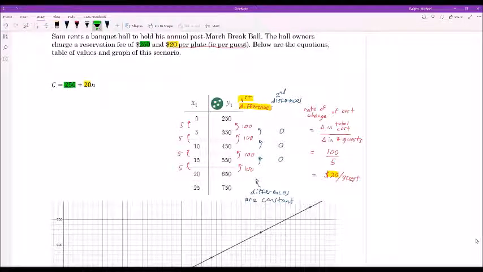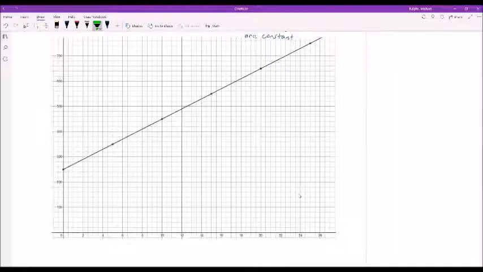Now, when we go back, and I know I graphed this before, and I didn't put these ordered pairs in here, which I'll do again though. So this ordered pair is 0 and 250. That's the first point. The second point is 5 and 350. The third point is 10 and 450. Then we've got 15 and 550. Okay, so I'll just stop there. So those are all the ordered pairs of the points.